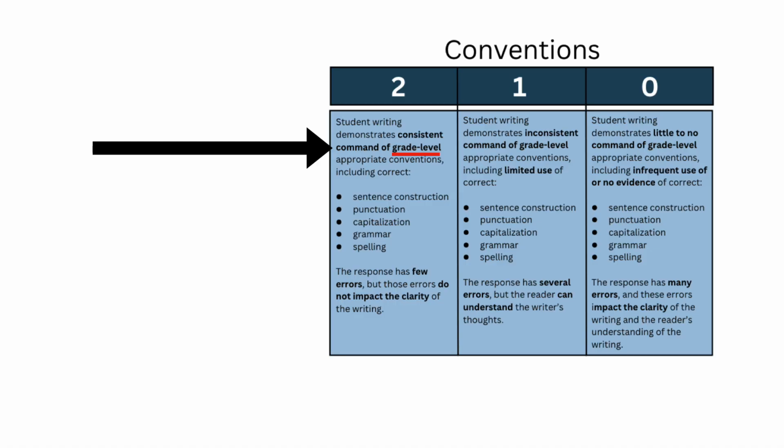You'll see in the performance descriptors for the conventions, the student who receives a 2 should demonstrate consistent command of grade level appropriate conventions. The writing for a 6th grader doesn't look the same, or shouldn't look the same, as the conventions used by an English 2 student. That doesn't mean, though, that the writing has to be perfect in order to receive a 2. A response can have a few errors, and errors that don't impact the clarity in the overall understanding of the writing, you can still give those a 2.